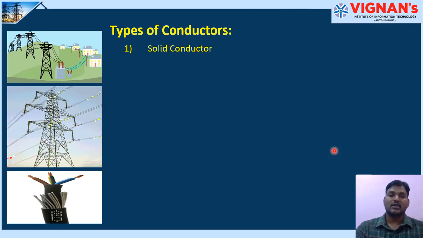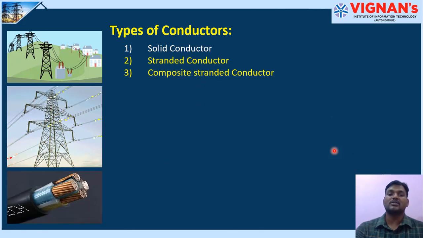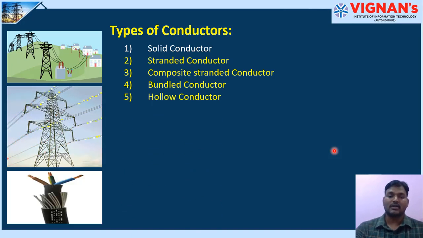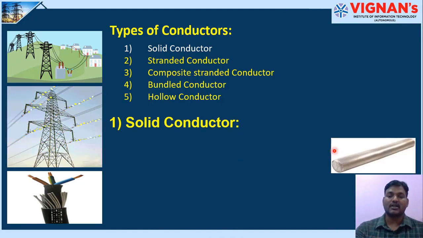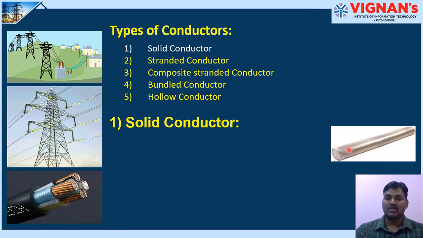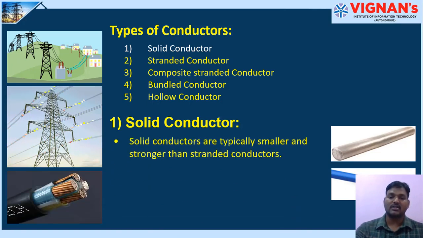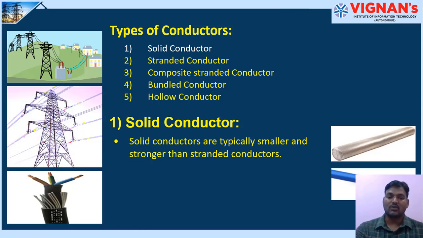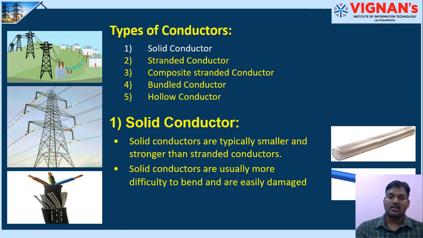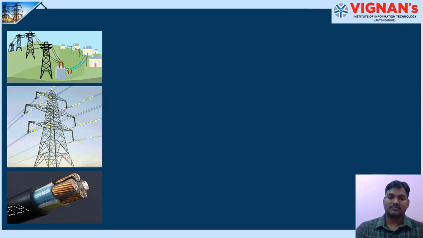Types of conductors: they are solid conductors, stranded conductors, composite stranded conductors, bundled conductors and hollow conductors. Now we will see each and every conductor in detail. First let us see solid conductors. In this figure you can see this is a solid conductor where the entire material is of metal. So here you can see a solid conductor along with its insulation. Solid conductors are typically smaller and they are stronger than standard conductors, but however they cannot be easily bent or easily ductile for interconnection.